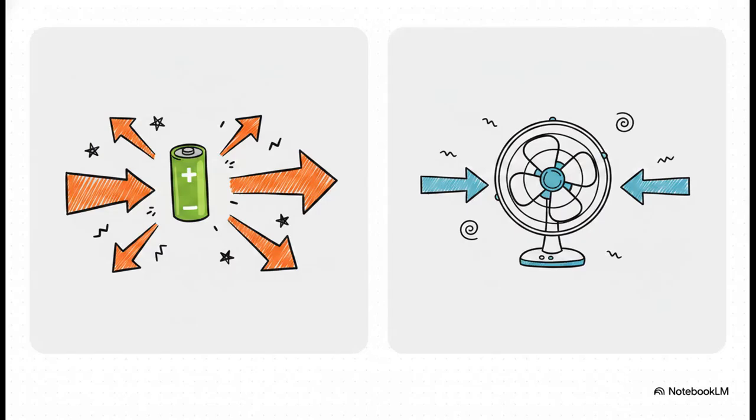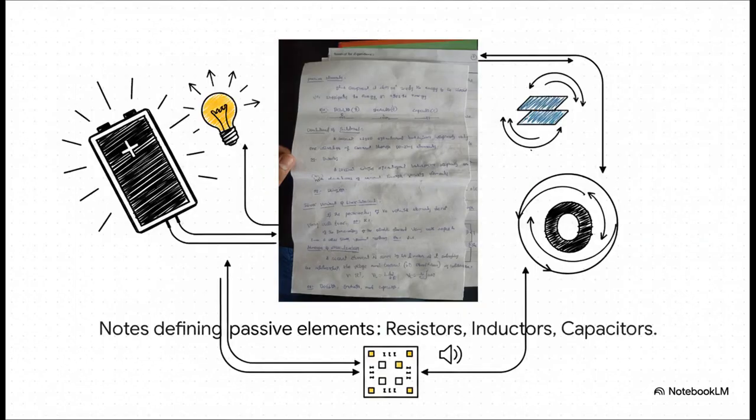And on the flip side of that, we have passive elements. If active elements are the ones giving the energy, passive elements are the ones receiving it. They don't generate power themselves. Instead, their job is to either consume that energy to do work or to temporarily store it up just to release it back into the circuit a fraction of a second later. Take a look at these passive characters, resistors, inductors, and capacitors.